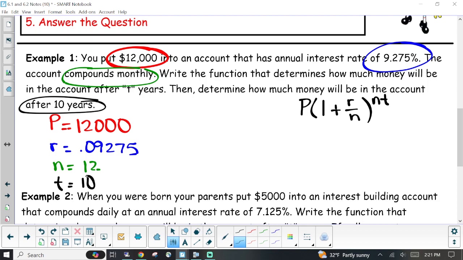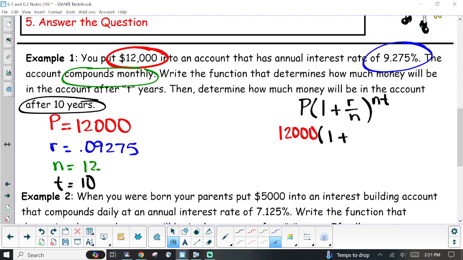We're going to see how much is left after 10 years. So we're just going to plug 12,000, 0.09275, 12, and 10 into our formula, which I'm going to do over here. Also, please practice this in the calculator. The hardest part of this is literally reading it and typing it into the calculator. If you can't type into the calculator, you're not going to be able to do it.